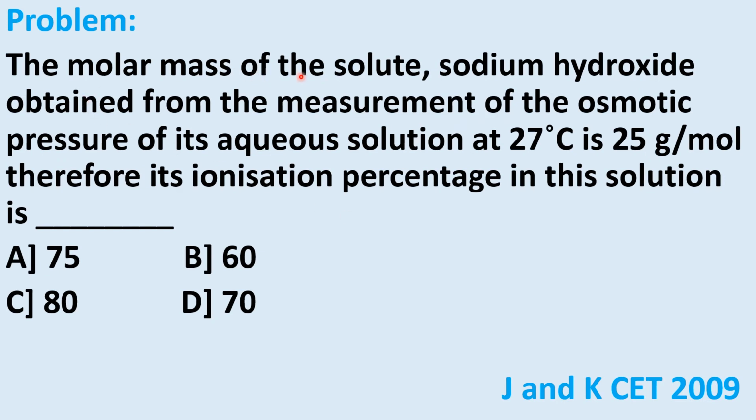The molar mass of the solute sodium hydroxide obtained from the measurement of the osmotic pressure of its aqueous solution at 27 degrees Celsius is 25 gram per mole. Therefore, its ionization percentage in this solution is option A 75, option B 60, option C 80, option D 70.